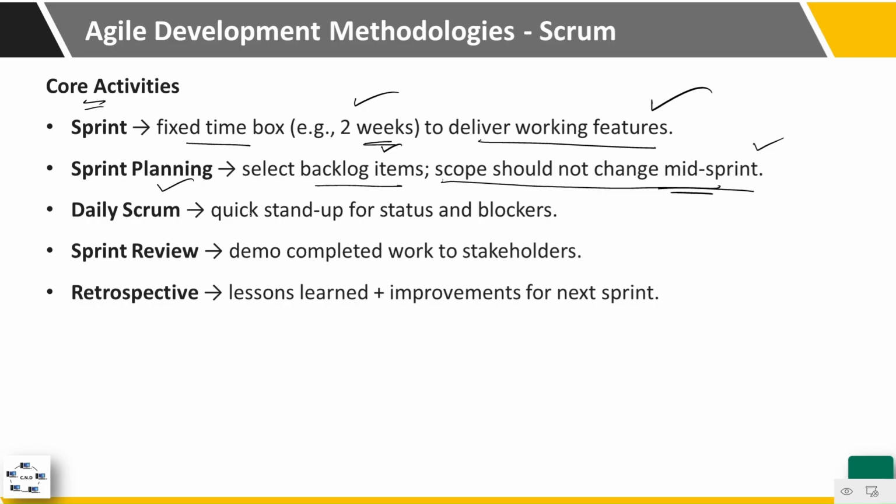Then we have the daily scrum, which is the quick stand up for the current status and the blockers. Then we have the sprint review, which is the demonstration of completed work to the stakeholders, and the retrospective, which includes lessons learned plus improvements for the next sprint.